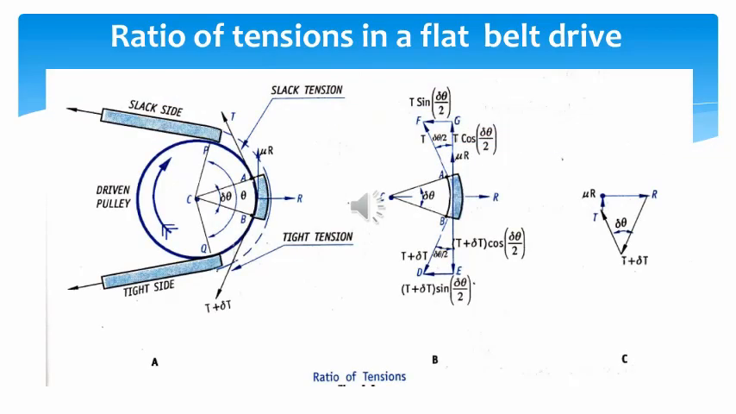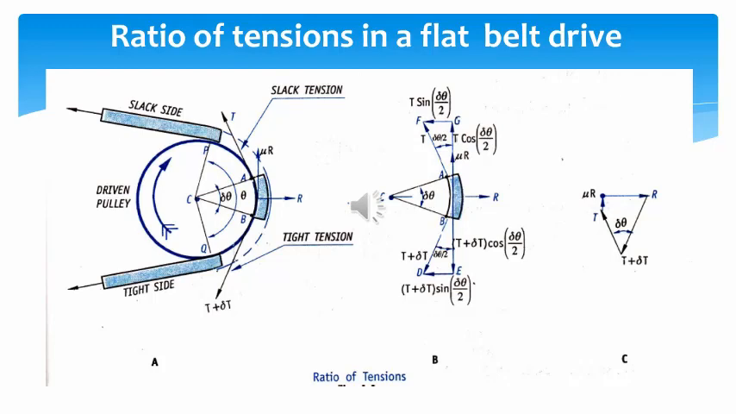Next is the derivation for the ratio of tension in the flat belt drive. So consider a small portion in the belt drive, del theta. So this is the driven pulley that is shown in the diagram. The small portion del theta and the part CAB has been removed and shown on the right side. We can see the resolution of forces. The forces are responsible for keeping the part in equilibrium with each other.